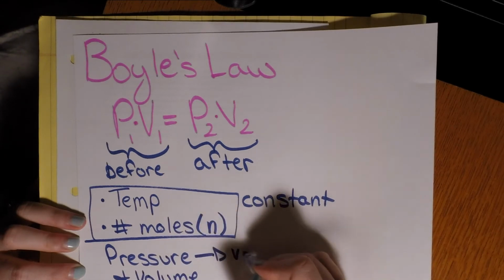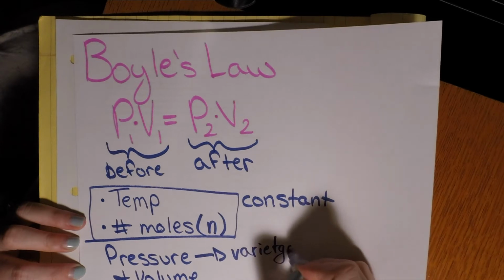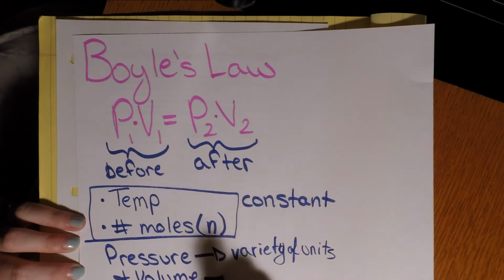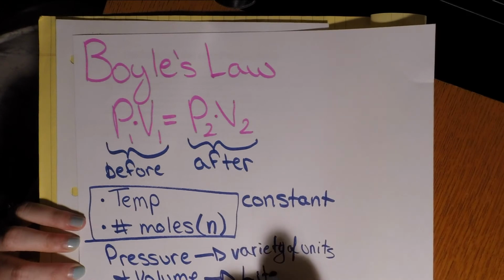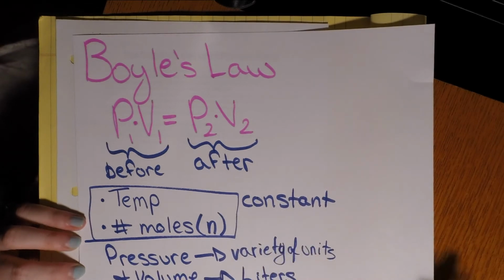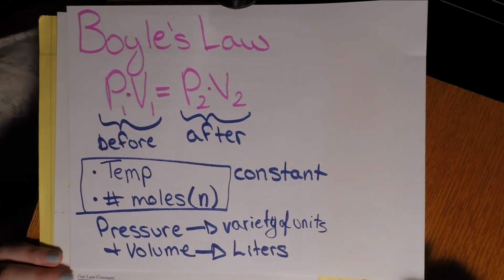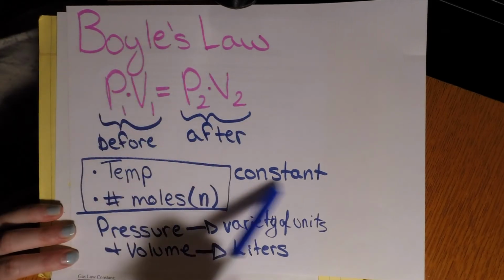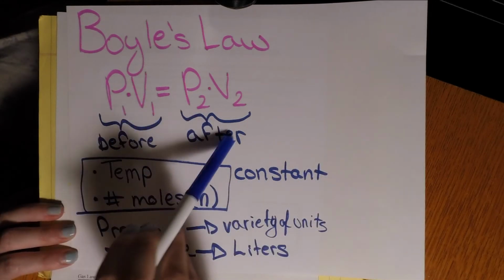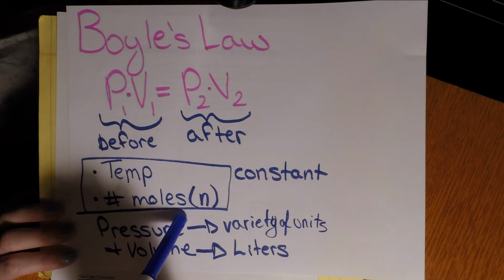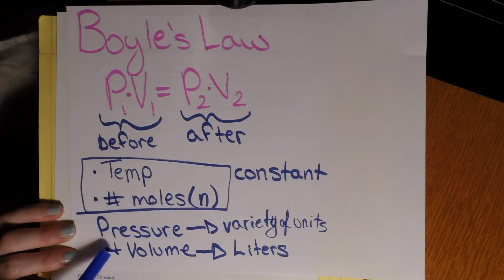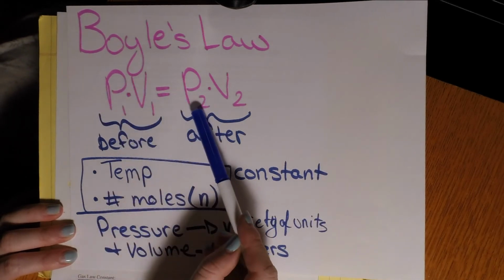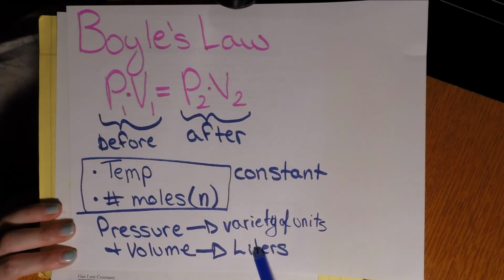Pressure can be in a variety of units because we measure pressure in different units depending on the situation. Volume, we are always going to operate with volume in terms of liters. So if you see anything other than liters, you need to be able to convert it. Okay? So once again, Boyle's law, we have conditions before, conditions after. The things that need to be the same or not change in order for this law to work are temperature and the number of moles. So we can't have gas leaks or things like that. And then pressure can be in a variety of units, but it does need to be the same between the first pressure and the second pressure. And then volume needs to be in liters.